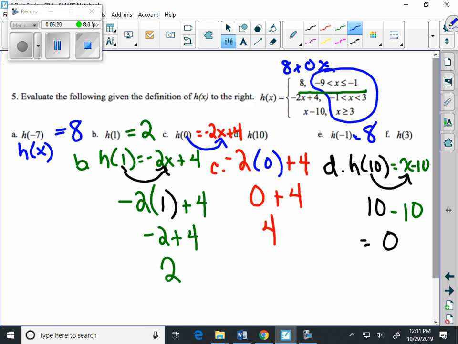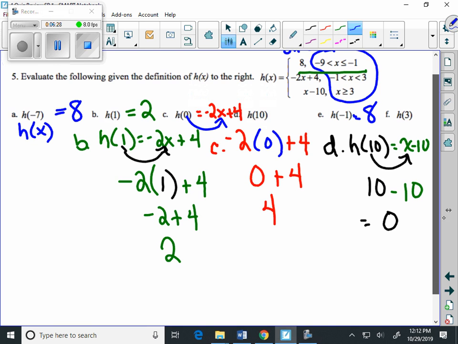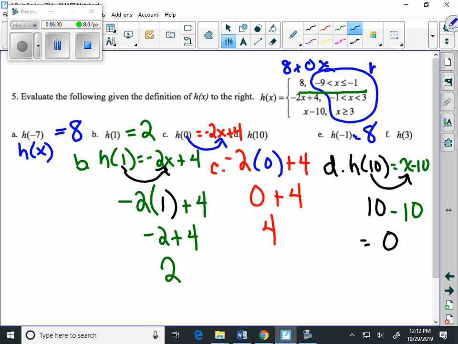And then the last value, letter F, which is h of 3. I'm running out of space here. I'm wondering if I can write it above. But h of 3, well, 3 is not between -9 and -1. And it actually isn't between -1 and 3, because on that second piece there's no equals with the 3. So it falls into our last category here of x is greater than or equal to 3.